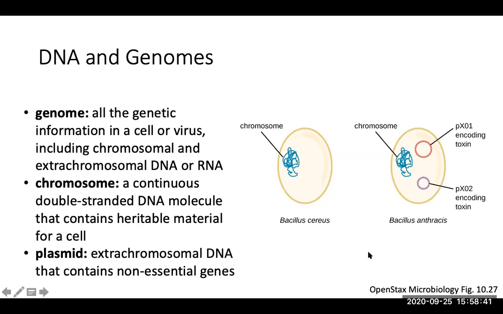Here we're looking at an example of some prokaryotic cells, Bacillus cereus and Bacillus anthracis. You can see the chromosome here. And then there's also shown here some plasmids. The plasmids that are present in Bacillus anthracis actually encode toxins, which are what make Bacillus anthracis a pathogen, whereas Bacillus cereus doesn't cause disease at all.